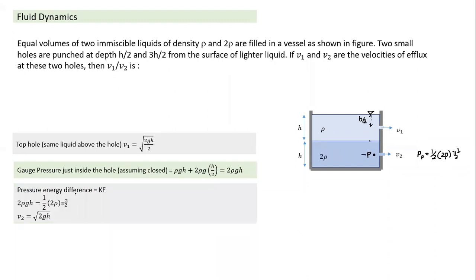Now the pressure energy difference is equal to the kinetic energy. Since I'm taking gauge pressure, the outside pressure energy becomes 0. So this gauge pressure I equate to 1 by 2 into the density of the liquid which is flowing out, into V2 square. I get this velocity as root of 2 gh. So it is a very simple way to calculate that one.